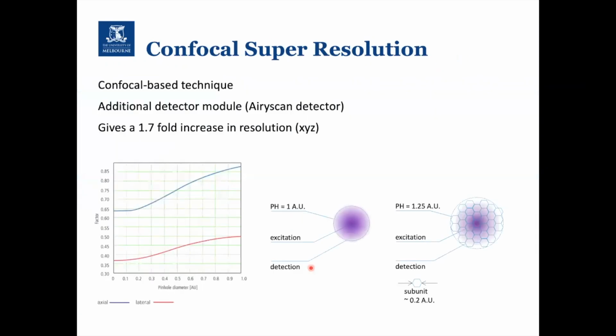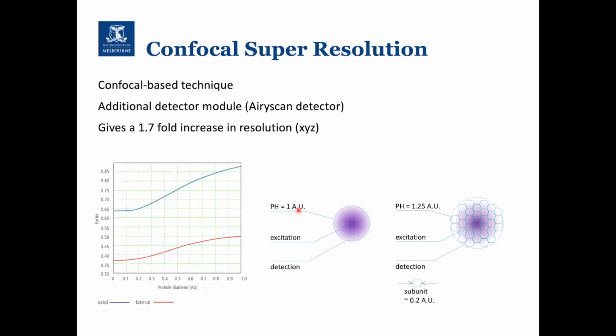Okay, so one that we use quite a lot within our platform is a confocal super resolution method called the ARIScan detector. This is available on most of our Zeiss systems within the BOMP platform. It works on the understanding that if you narrow down your pinhole on the system, you can actually increase your resolution. So you see here, as your pinhole decreases, your resolution increases. The reason that most people don't do that is that by narrowing down your pinhole, you're actually blocking 95% of the light that comes through to your detector.